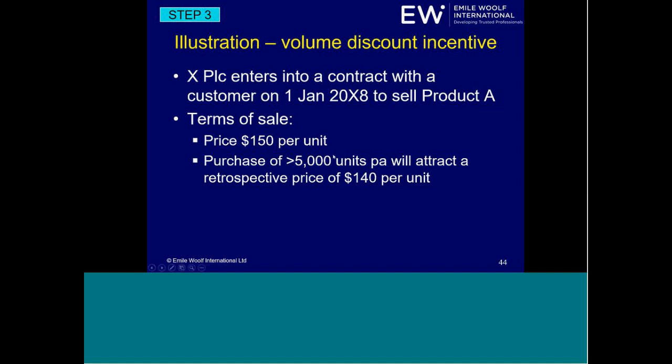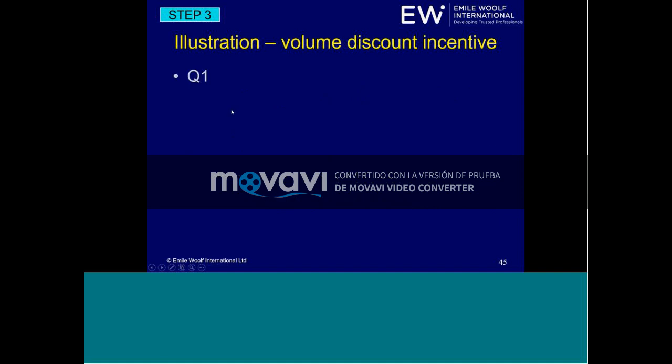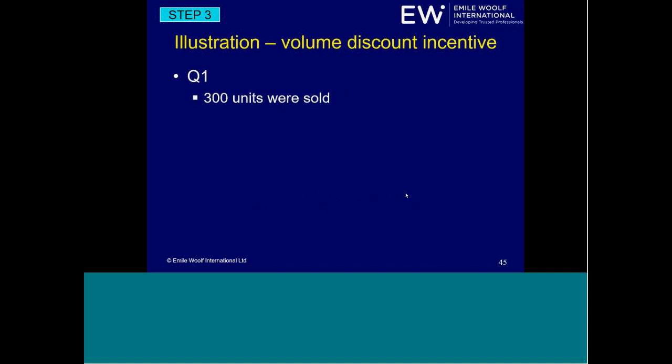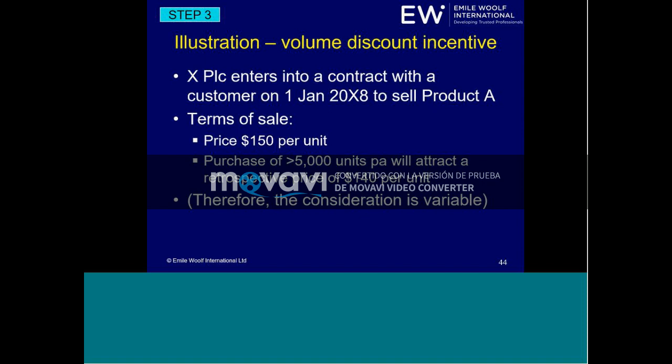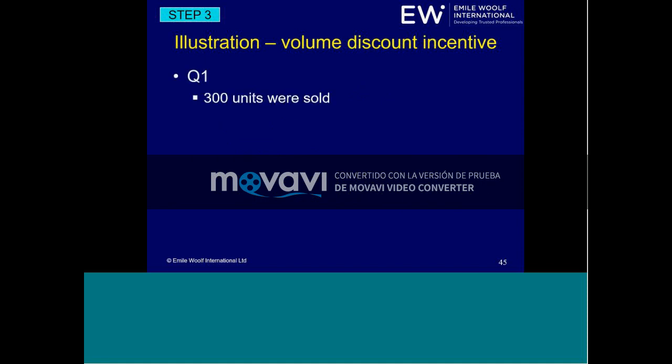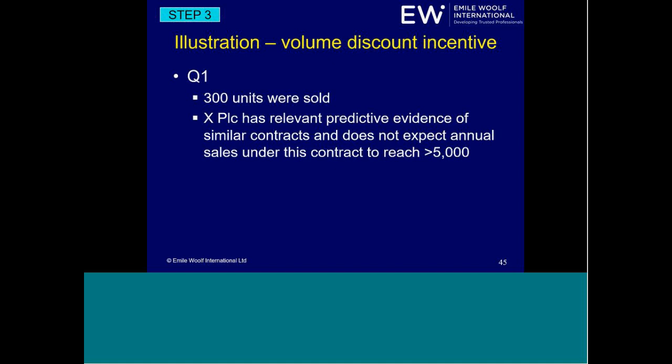Quarter one, units were sold. Okay, now you look back at it. The debate gets triggered for 5,000 in a year. It's a lousy 300 units. X has therefore got relevant predictive evidence of similar contracts and says, it's not going to happen. They do not expect annual sales to reach more than 5,000. So the revenue recognized in quarter one will be 300 units at 150.